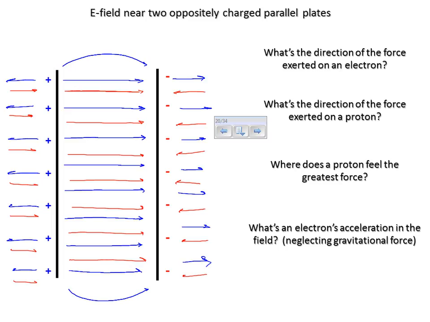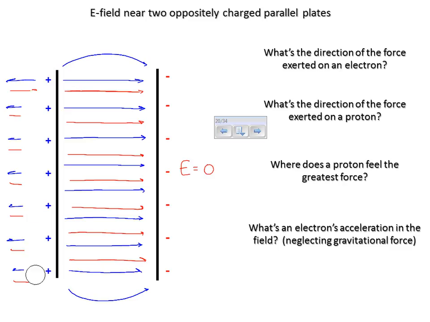So literally out here on the right, we get a field one way from the positive charge, a field the opposite way from the opposite charge, that means that out here, E is 0. Same thing on the left. We get a field to the left from the positive charge, a field to the right from the negative charge. That means that out here, E is 0.